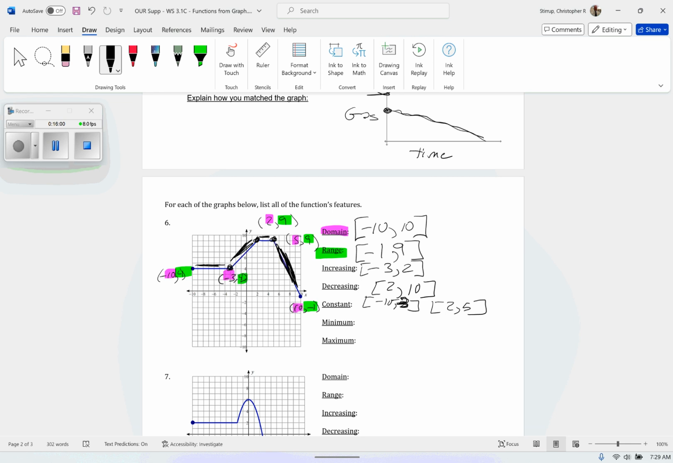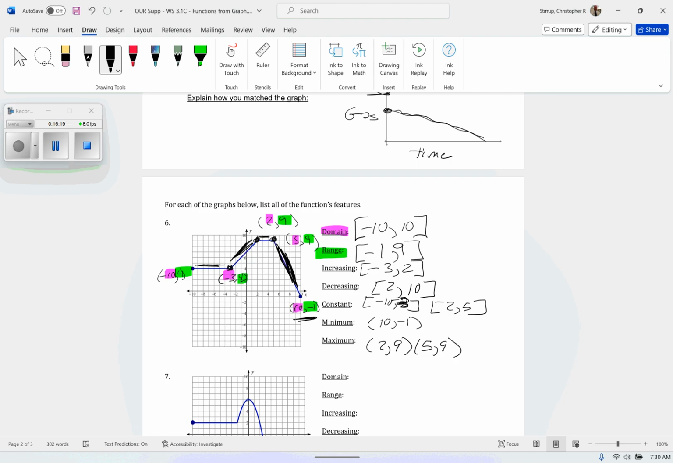Then it asks, what's the minimum value? Well, the minimum value is basically this point. It's the lowest point. The maximum, we have 2 different places that it takes place. It's at (2, 9) and at (5, 9). It's in between those. But that's basically how you would walk through this sheet.